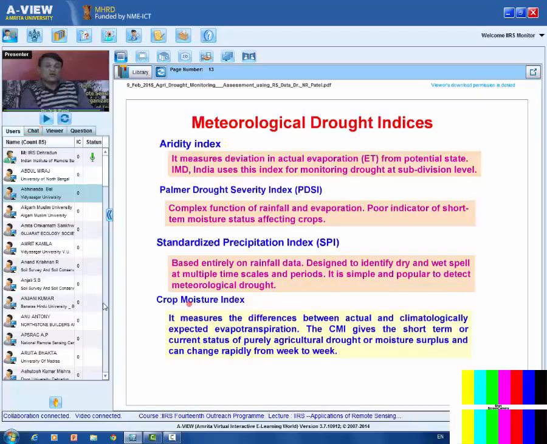Then there is also the Crop Moisture Index. It is an index which directly relates to the evapotranspiration and fluctuation in the soil moisture storage. That is why it has more advantage for capturing agricultural drought, because it is related directly to the crop evapotranspiration as well as fluctuation in the soil moisture storage. So CMI gives short-term fluctuation about water status and it is useful for agricultural drought. This can be calculated within the inbuilt function of the Palmer Drought Severity Index, but the Crop Moisture Index can be calculated on a weekly basis.